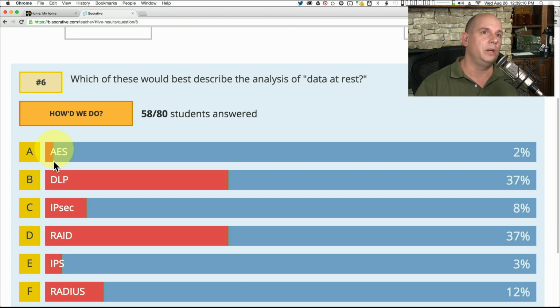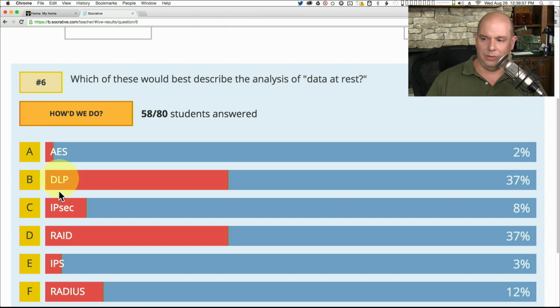So if we go back to our question about which of these would best describe the analysis of data at rest, we are specifically talking about DLP, data loss prevention. If you answered B, DLP, it would be absolutely correct. RAID is the one that tied for the answer here, with exactly the same percentage of 37%. This is the redundant array of independent or inexpensive disks. It is used to provide either an increase in performance or redundancy of our storage subsystems. Although data at rest may be stored on a RAID array, whenever we're talking about the analysis of that data at rest, we are very specifically talking about data loss prevention. So if you answered B, you got that one absolutely correct.